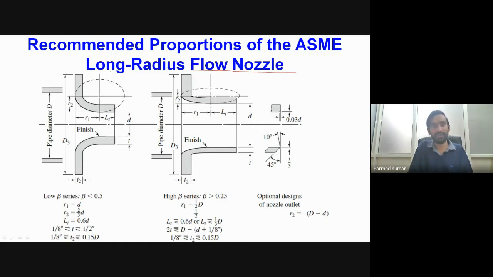Here we have the design for two different types of nozzles, and the nozzles shown here are the long radius nozzles. Here we do not have many fluidic parameters to be specified. The only consideration you have to take care of is that while designing the nozzle, you have to consider the proportion of the dimensions as per this recommendation from the ASME standards.